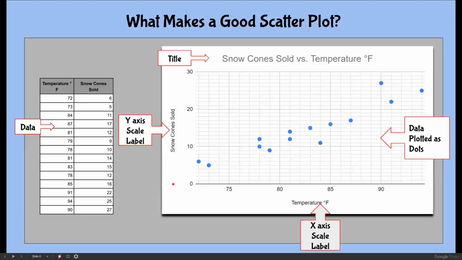But you can still see our trend as it's getting warmer. They're selling more snow cones, which kind of makes sense. So that's really all there is to a scatter plot.